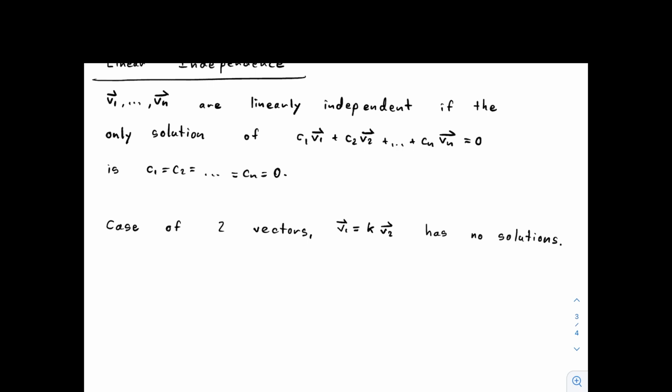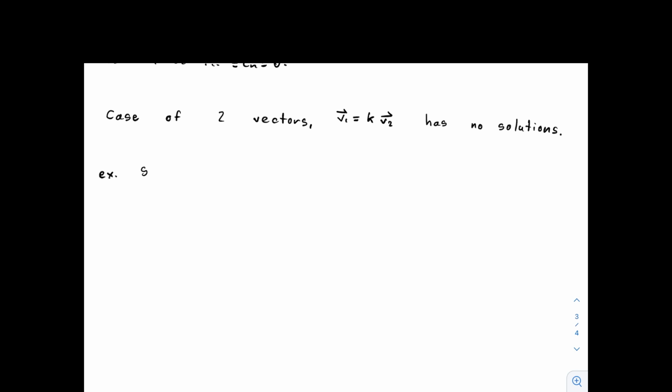Okay, so with this in mind, let's consider the following example. Show that the vectors (1, 0) and (0, 1) are linearly independent.